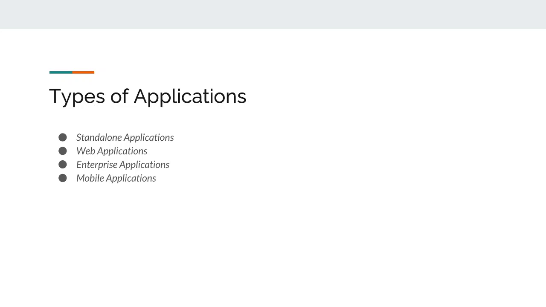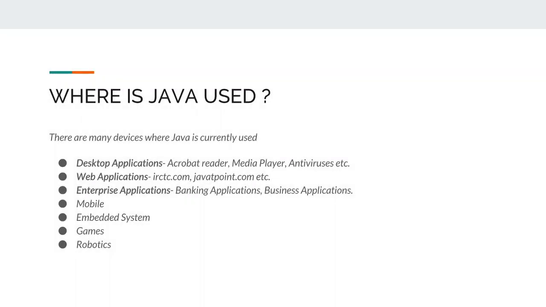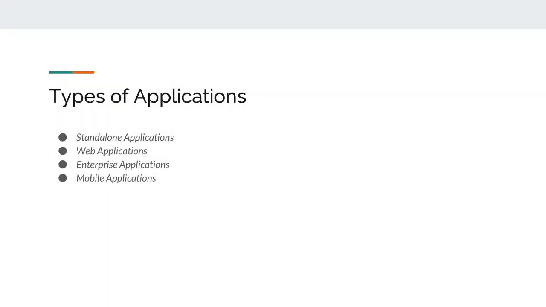And enterprise applications are distributed in nature, such as banking applications. As we have seen in the earlier slide, it is used in banking applications, business applications, etc. And mobile applications are those applications which are created for mobile devices, like the apps we use every day, like games, the Facebook app, the Twitter app, the Instagram app, etc., which we use in our day-to-day lives.